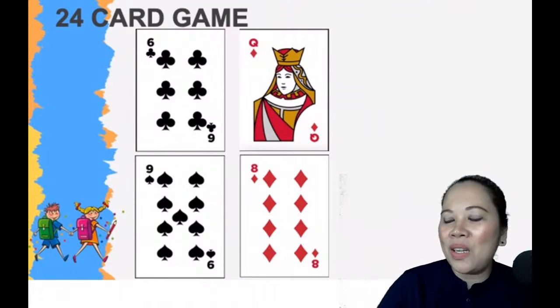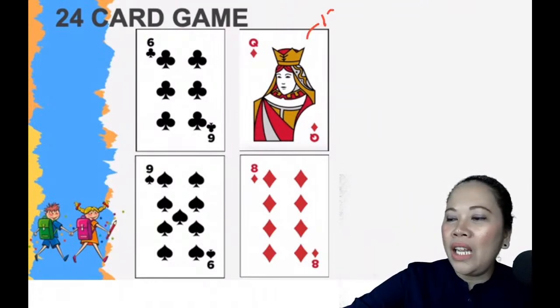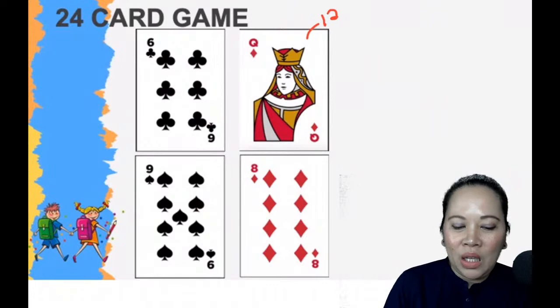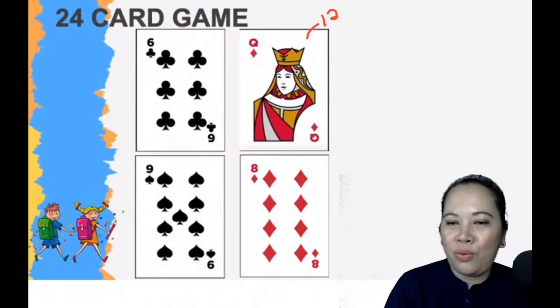This is the last question for tonight. Queen is a 12. Okay, 6, 12, 9, and 8.